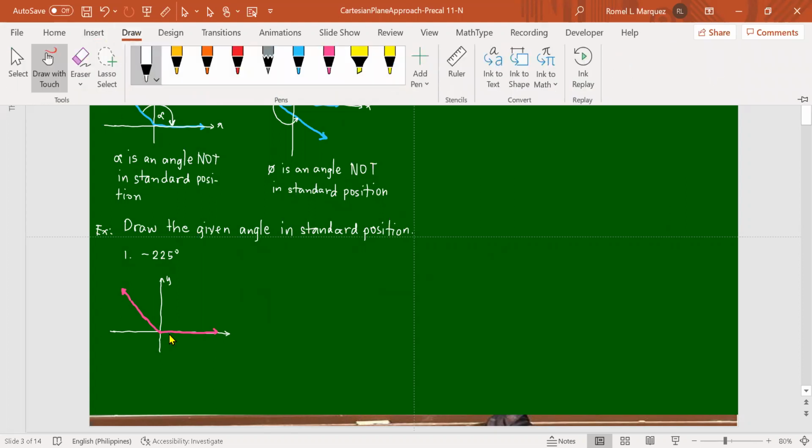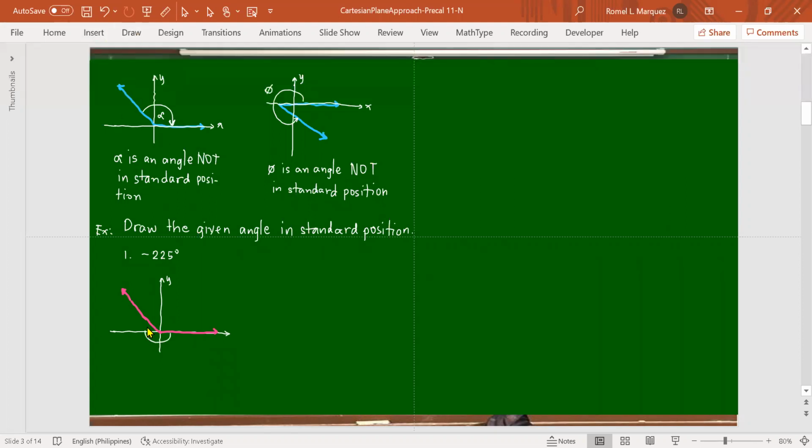So I'm going to rotate this way. So that is negative 225 degrees. Meaning the angle between the negative x-axis and the terminal side is 45 degrees. What about number 2?